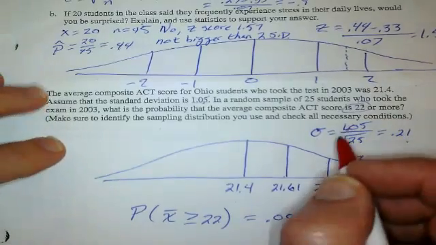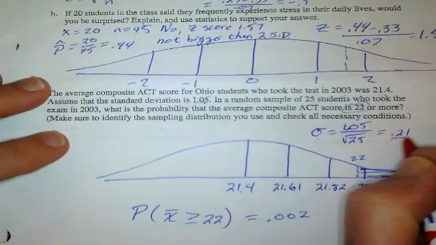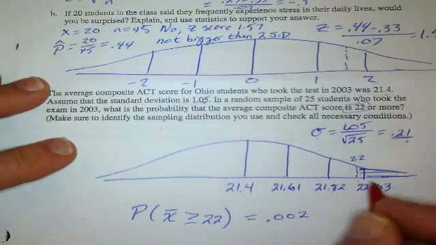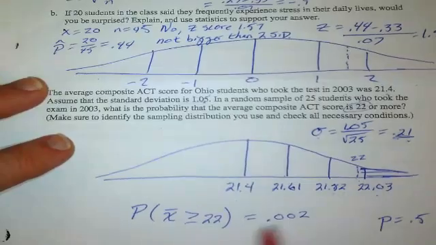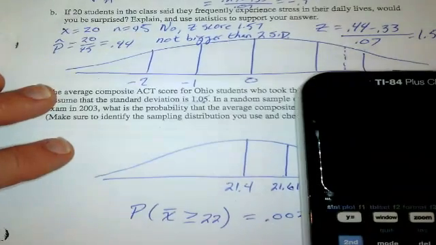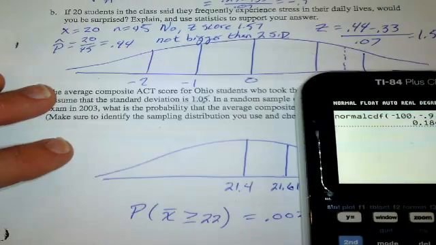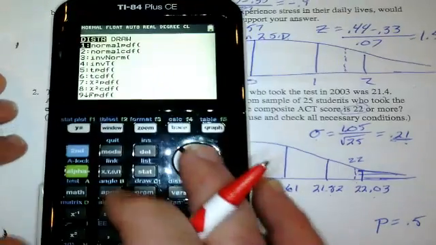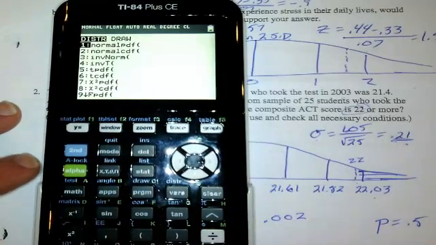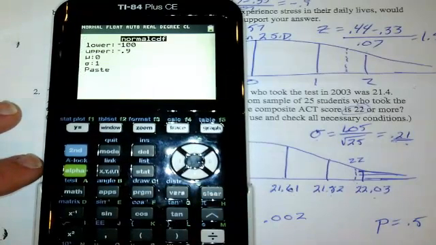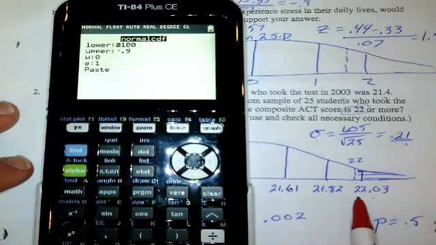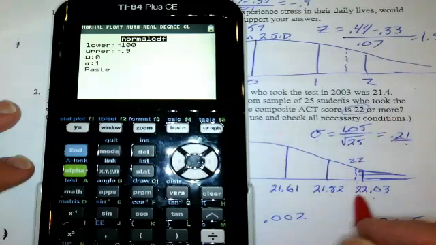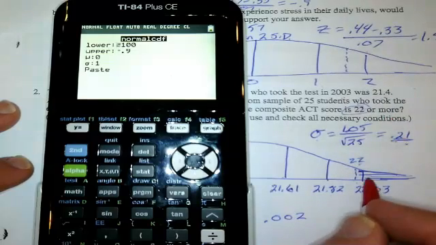Okay, excuse me. So we look at that. Our new standard deviation is 0.21. So I add 0.21, add 0.21, add 0.21, and I get right here. And so then we go back, wake up calculator, go back to our normal CDF. Let me move that over here. So number 2. Now our minimum number is 22. They're wanting to know 22 or higher. So 22 or greater. So that's the reason why I'm shading here to the right.